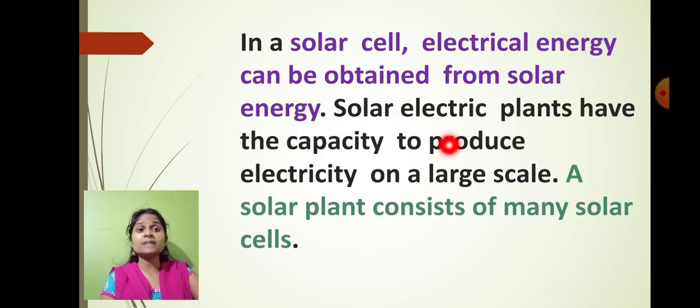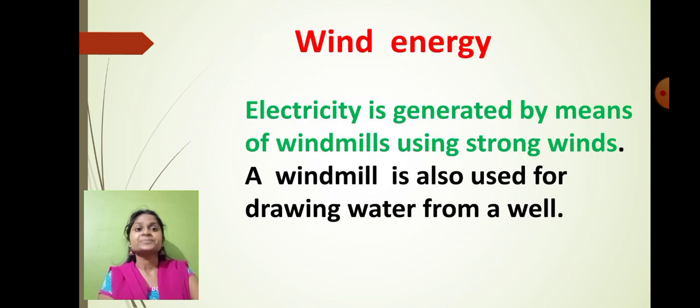Solar electric plants have the capacity to produce electricity on a larger scale. That's why solar electric plants are very important to generate electricity on a larger scale. And do you know that a solar plant consists of many solar cells, just to trap as much solar energy as it can and convert all the solar energy into electrical energy? Understood? And the next type of renewable source of energy is wind energy.